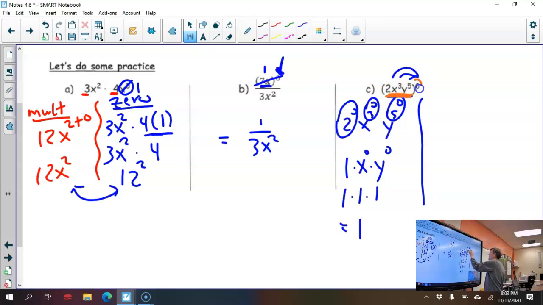You know, it'd be far easier if you just said this whole thing is to the 0 power. And if the whole thing is to the 0 power, that means the whole thing equals 1. All right, that's the 0 exponent rule. Basically, anything to the 0 power is 1.